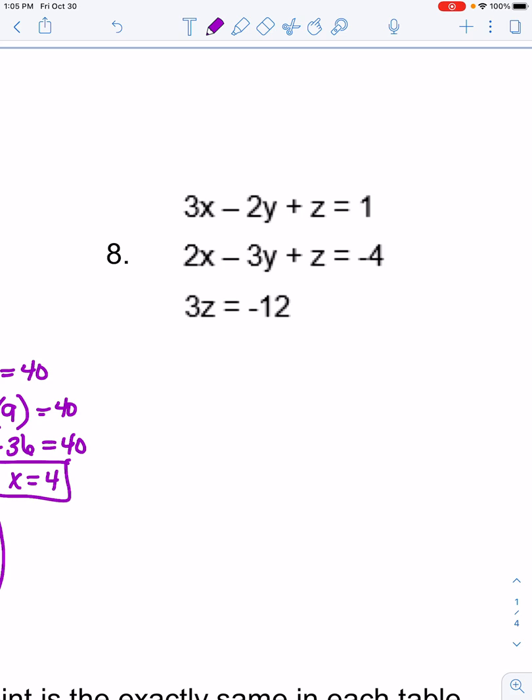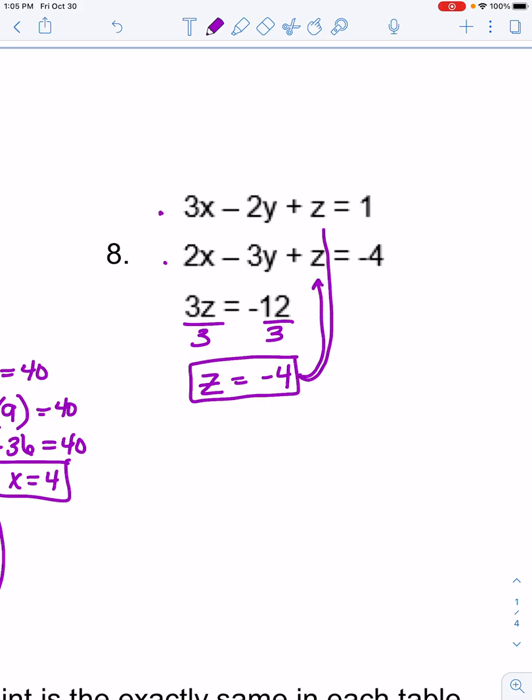So looking at my first and my second equations, there's very little that I can do, but my third equation really only has one variable. And if I divide by 3 on both sides, I see that z is equal to -4. I've already found a value in this system. And if that's the case, I can go plug it in to both of these z's, which gives me 3x minus 2y plus -4 equals 1, and 2x minus 3y plus -4 equals -4.